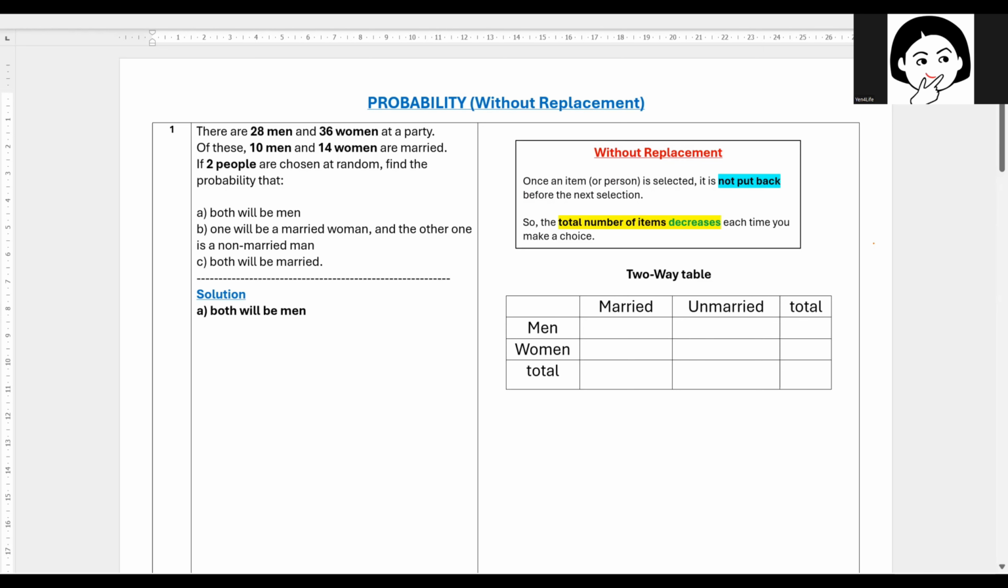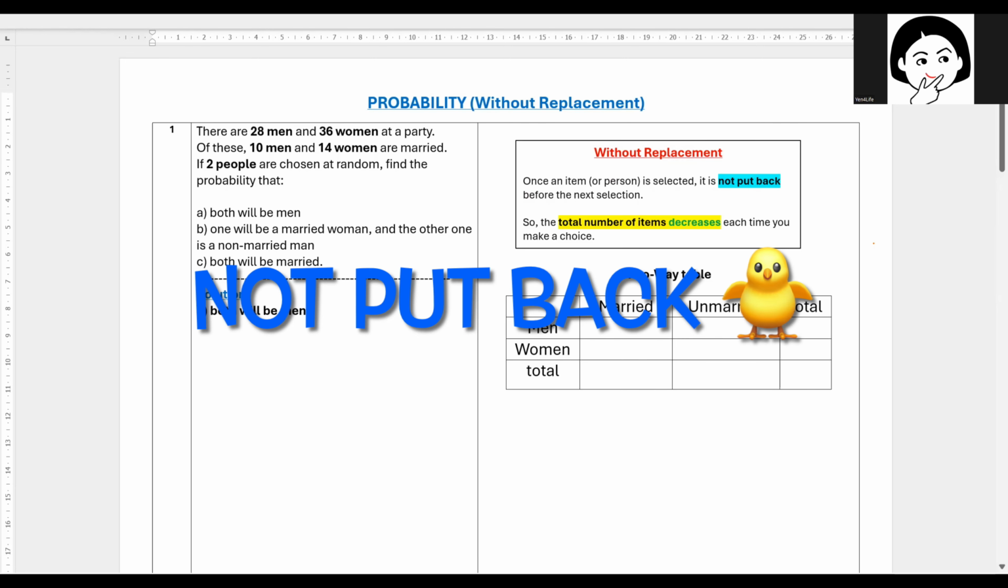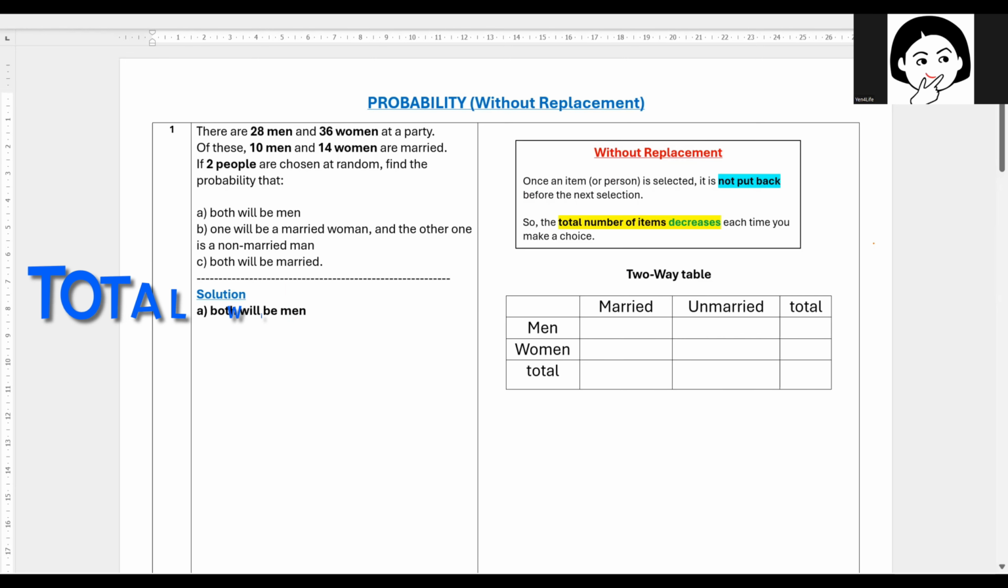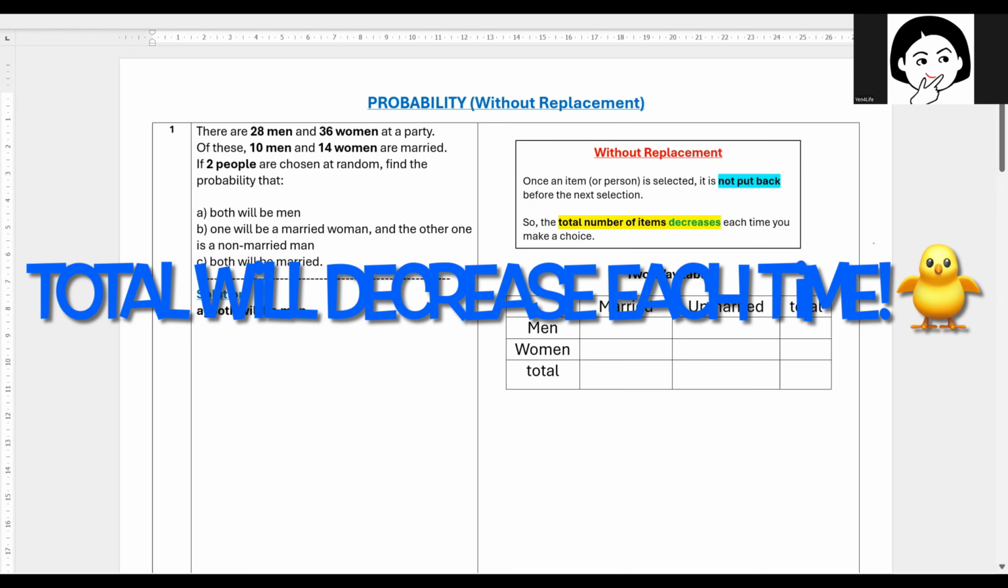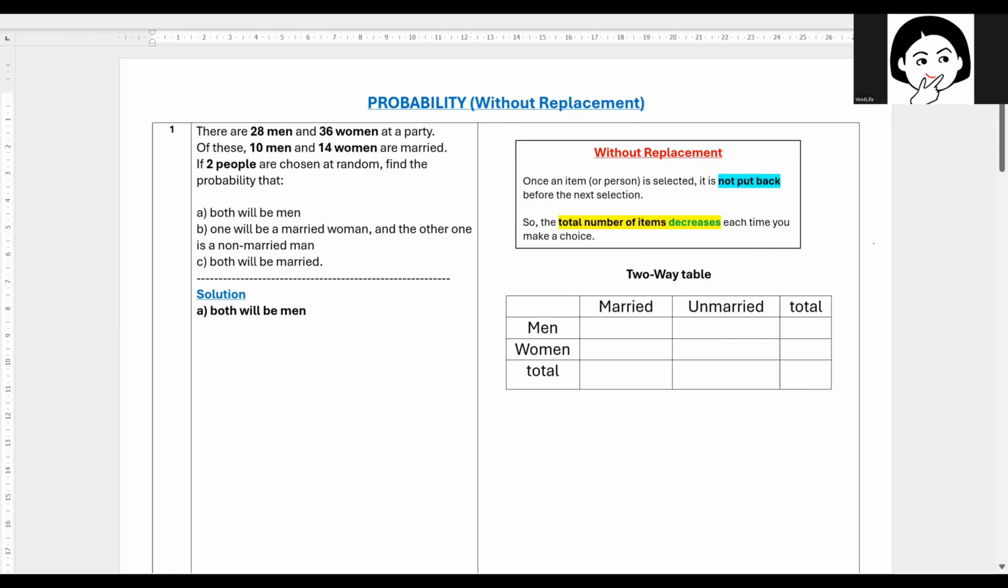Now, this is a without replacement question, as I mentioned. We can safely say this is the default in probability questions, unless the question specifically says with replacement. Without replacement means once an item is selected, it is not put back before the next selection. So the total number of items will reduce each time.